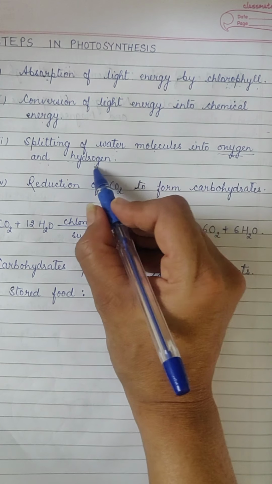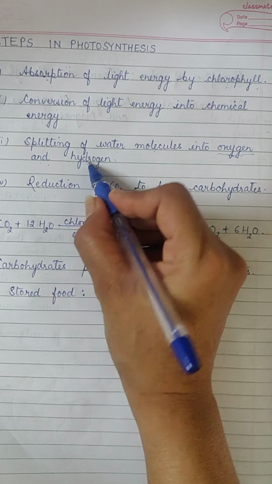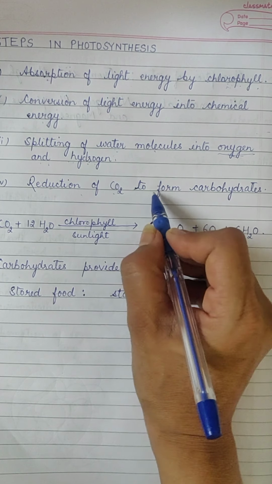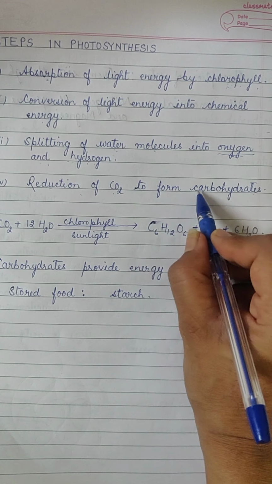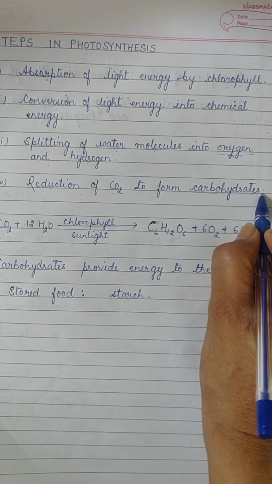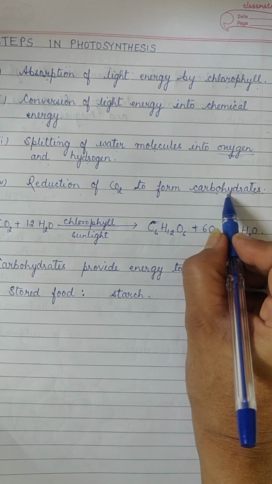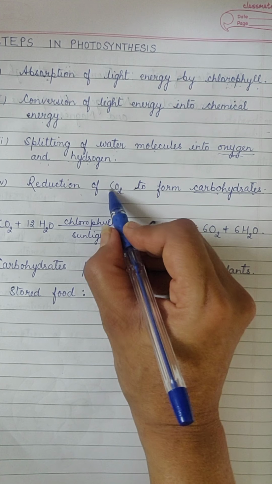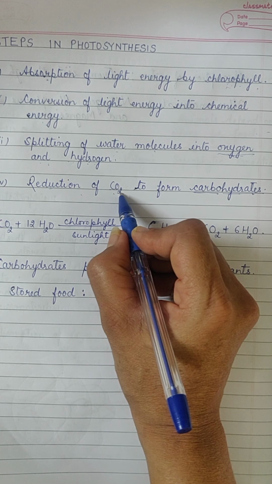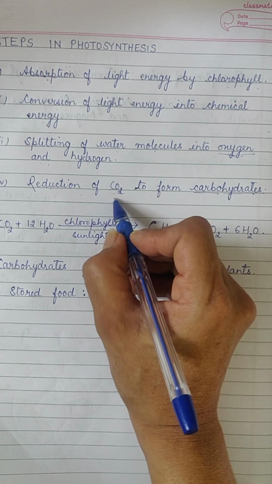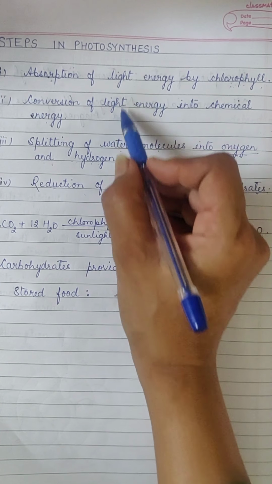Okay, the hydrogen that is released from water enters the next step, that is the reduction of carbon dioxide to form carbohydrates. Carbohydrates, they are the substances that contain carbon, hydrogen and oxygen. Okay, so carbon and oxygen are present in carbon dioxide. They require hydrogen which comes from water. Now, these are the 3 basic steps.